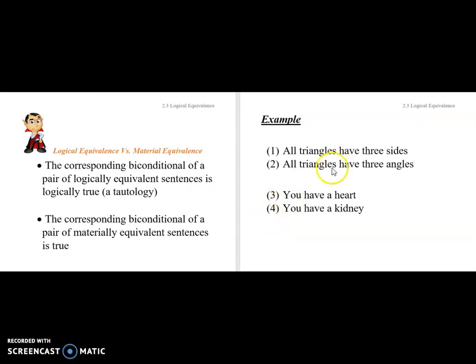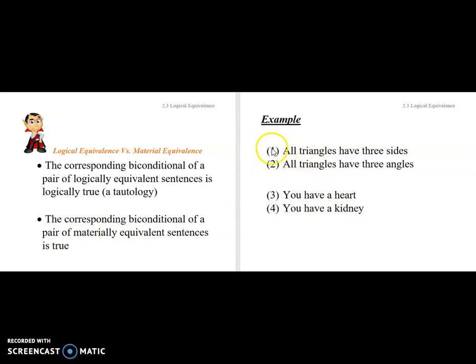Okay, so let's try an example together here, all right? So I've got a pair of propositions here, and I've got a pair of propositions here. Now, this pair of propositions is materially equivalent. So you have a heart is materially equivalent to you have a kidney. Likewise, all triangles have three sides is materially equivalent to all triangles have three angles. Okay, what that means is that the corresponding biconditional of this pair of sentences is true, and the corresponding biconditional of this pair of sentences is true.